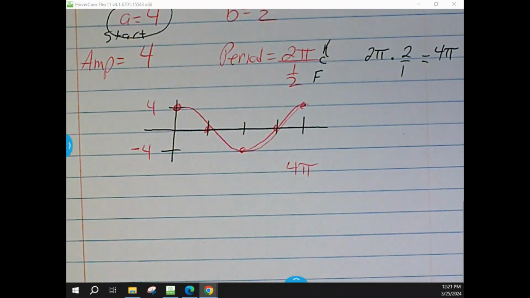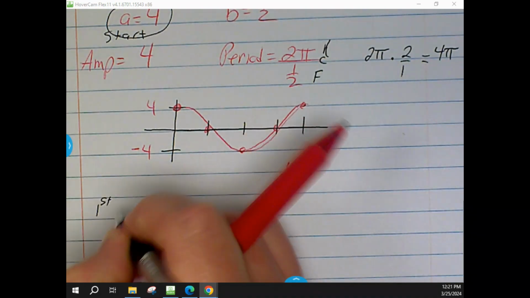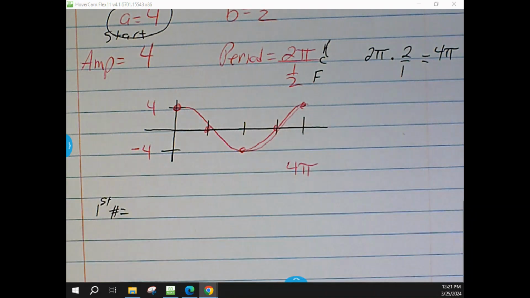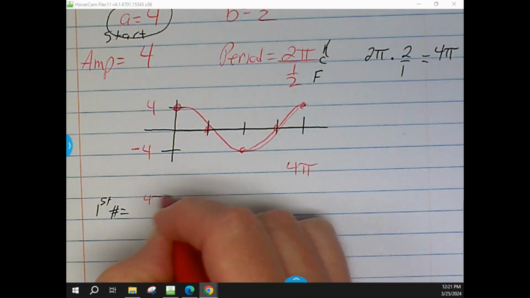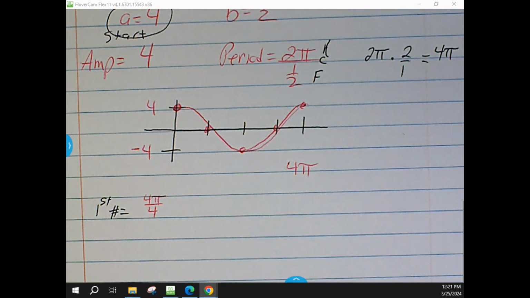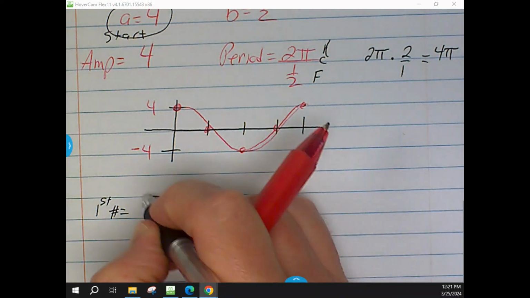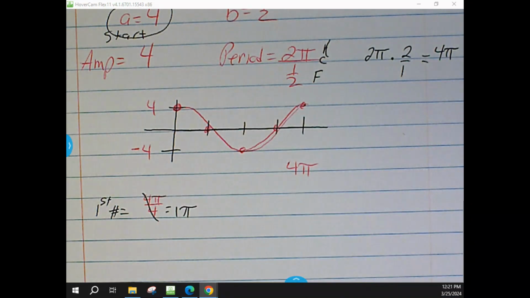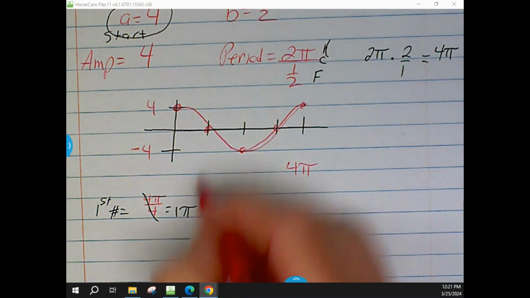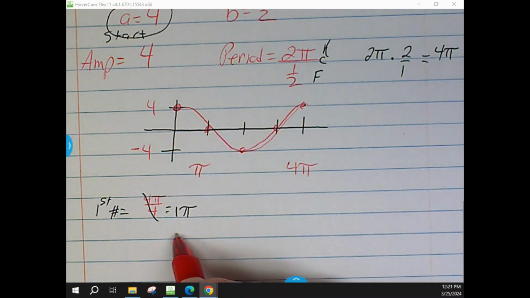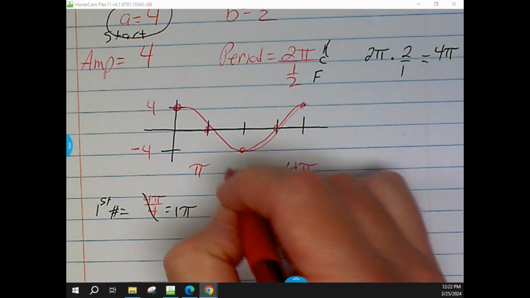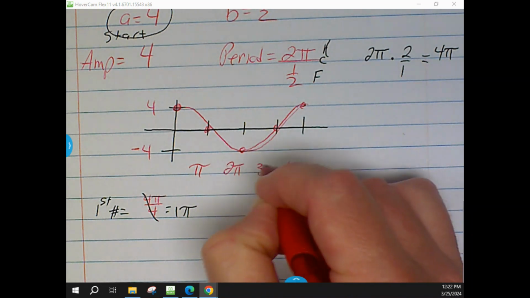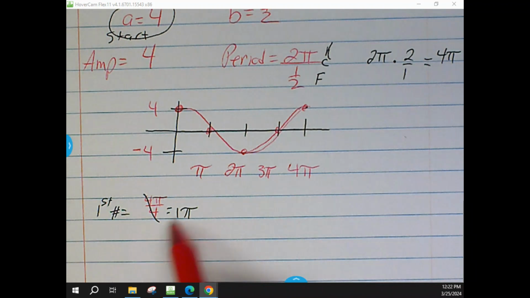Because if you need to get the first number, that's going to take the 4 pi and divide it by 4. But what's 4 pi divided by 4? Yeah, it's just 1 pi, or just pi, right? So if the first number is 1 pi, the second number is going to be 2 pi. Third number will be 3 pi. There you go. So that one works out really nice because the first number was just 1 pi.